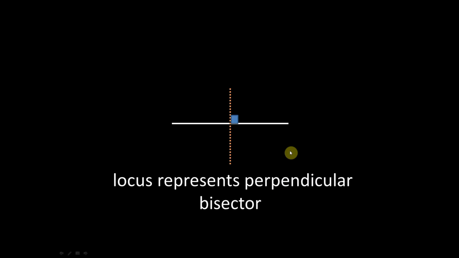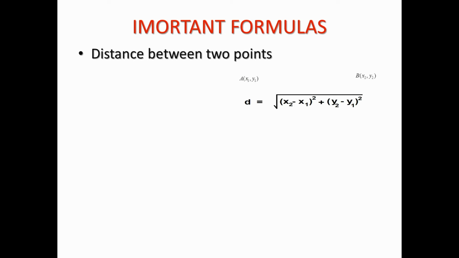Now next one is, before going to solve the problems, see some formulas here. Let us recall them. First one is distance between two points A(x1, y1), B(x2, y2). Distance between AB is given by the formula √((x2 − x1)² + (y2 − y1)²).